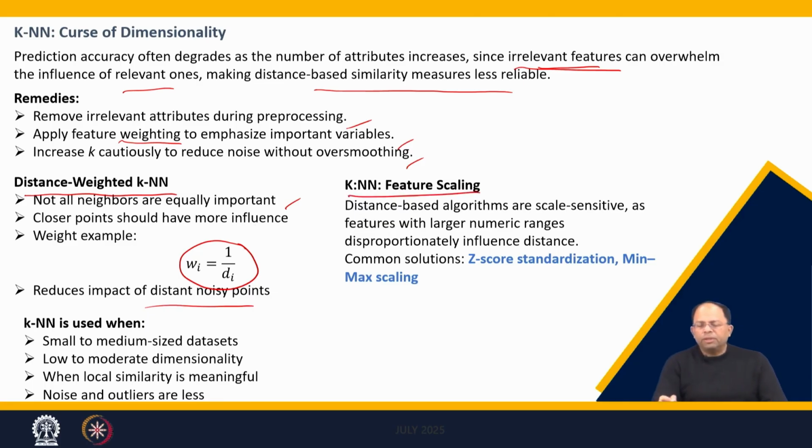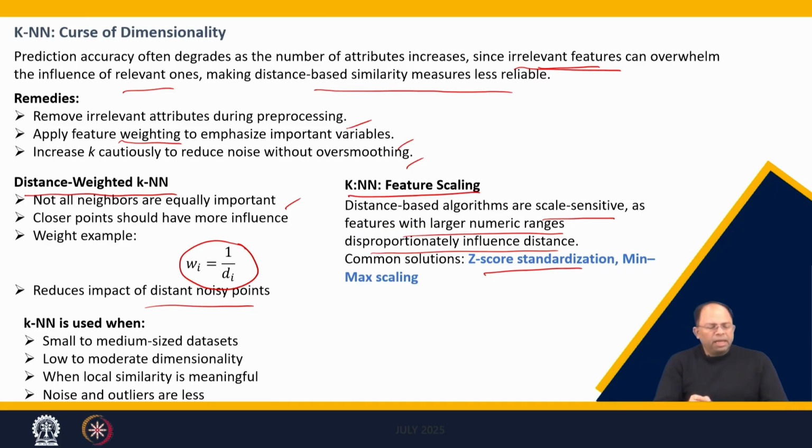For example, we can use z-score standardization or min-max scaling to standardize the distances. Distance based algorithms are scale sensitive, as features with larger numeric ranges disproportionately influence the distance. So of course scaling comes in handy in this particular case.